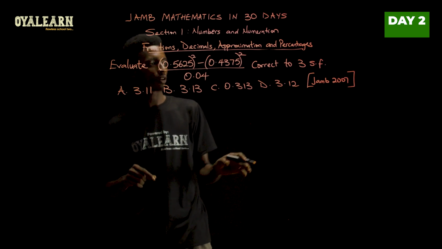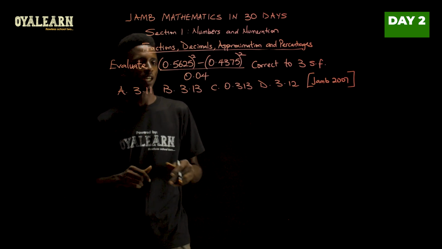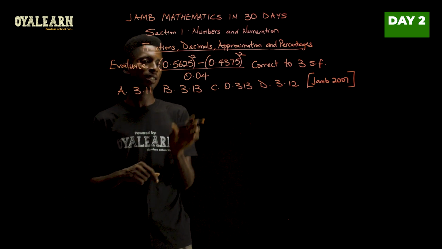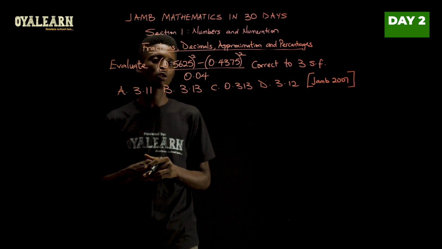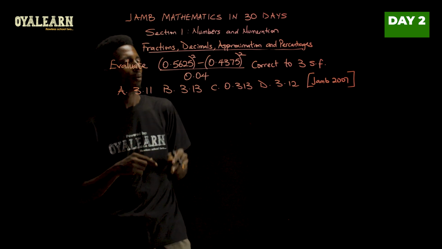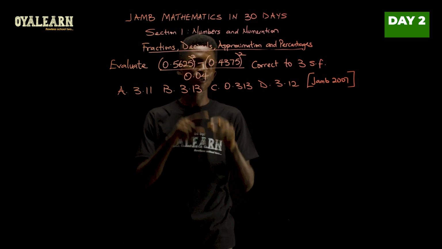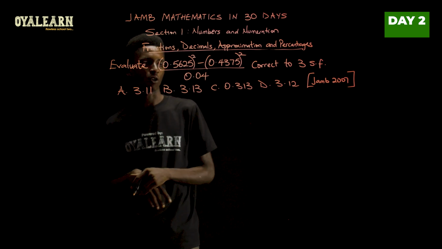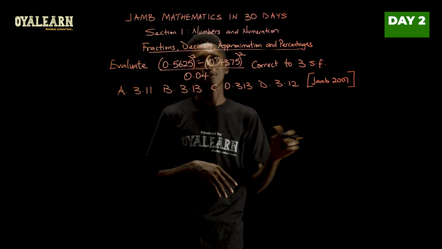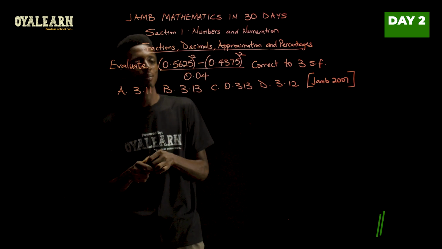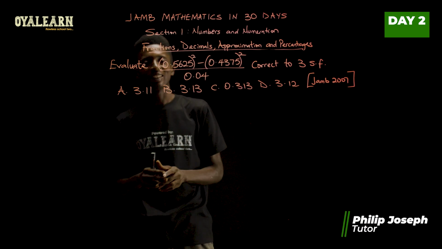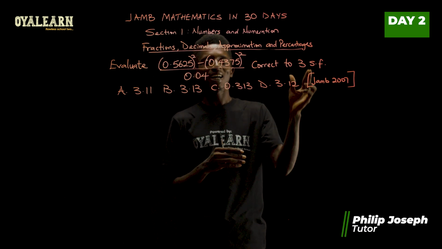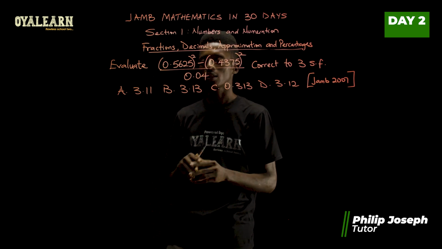This question from 2007 Jamb asks to evaluate (0.5625) squared minus (0.4375) squared, all over 0.04, correct to 3 significant figures. Now in this case, it means we have to evaluate this first and then we correct our answer to 3 significant figures.